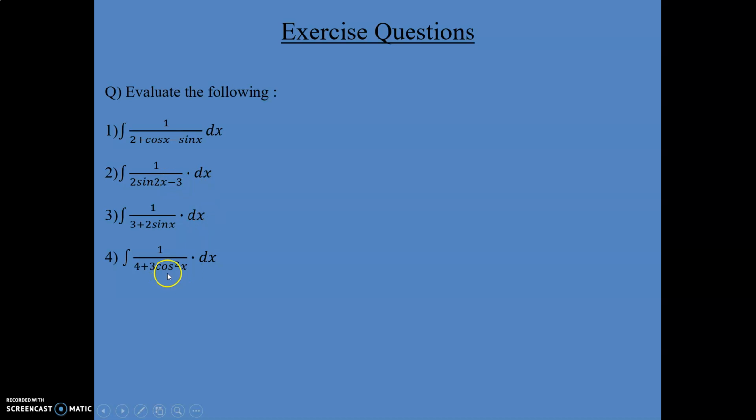And for the last question, 3 cos square x is there. So for the cos square x, you can substitute t is equal to tan x again. That way you can solve it.